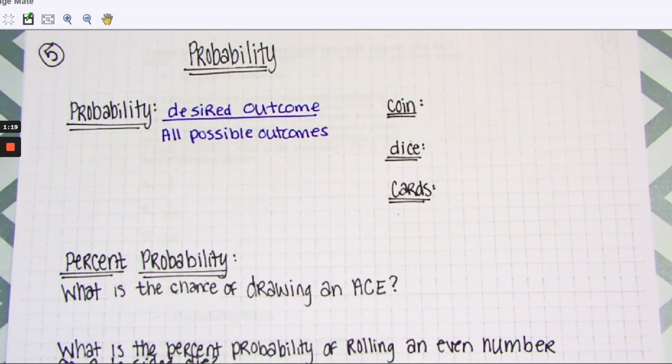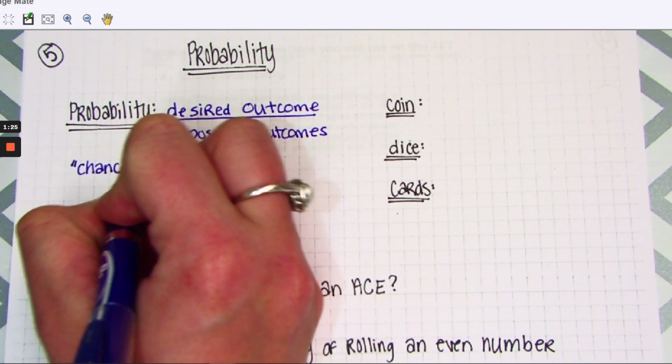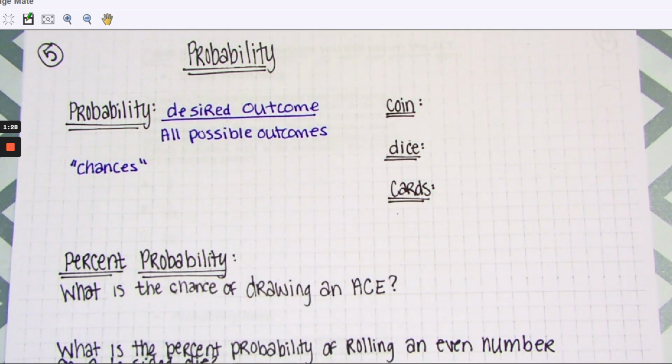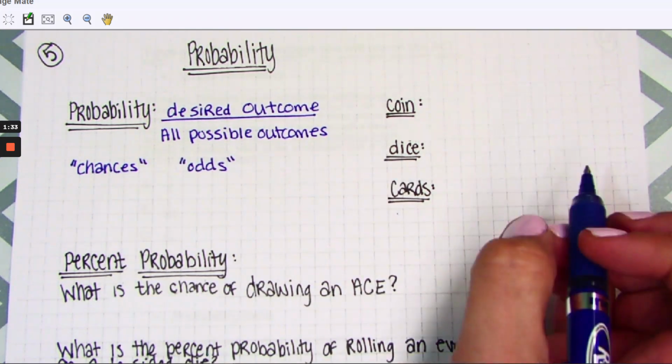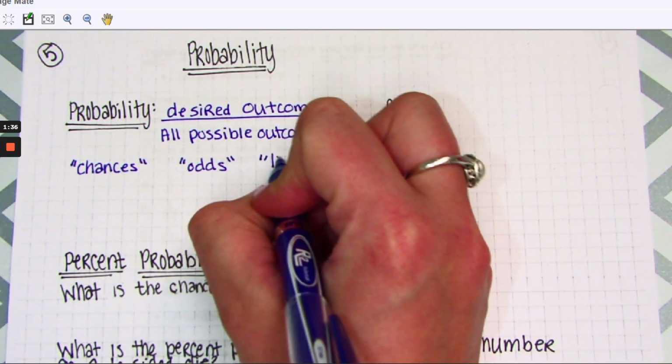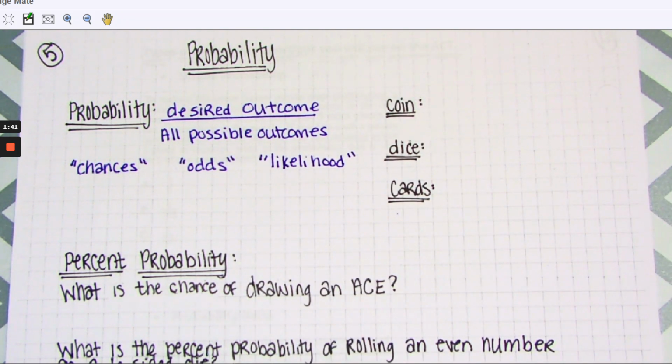The term probability could also be called, what are the chances of pulling a t-shirt out of your closet? Or what are the odds of pulling a t-shirt out of your closet? Or what is the likelihood of pulling a t-shirt out of your closet? These are all synonyms for the term probability. Chances, odds, likelihood. Those are the keywords you might see in a problem. It might not say what is the probability of this happening, but it might say what are the chances of this happening, or the odds, or the likelihood.